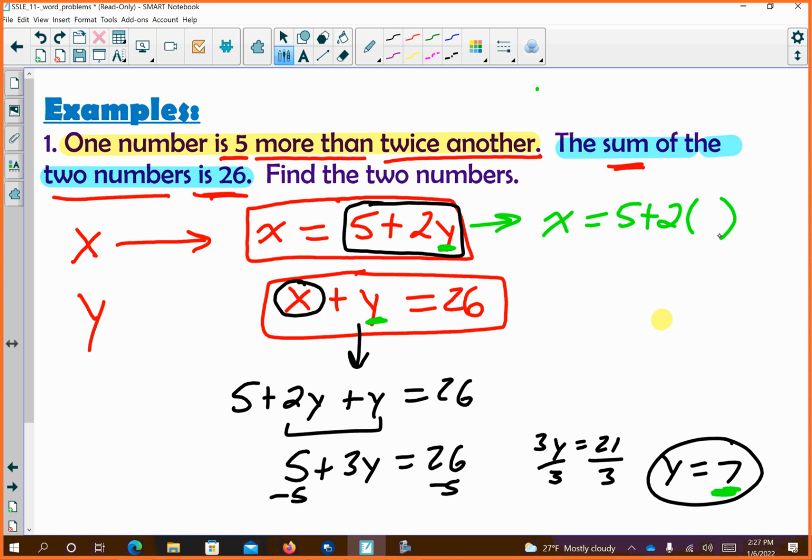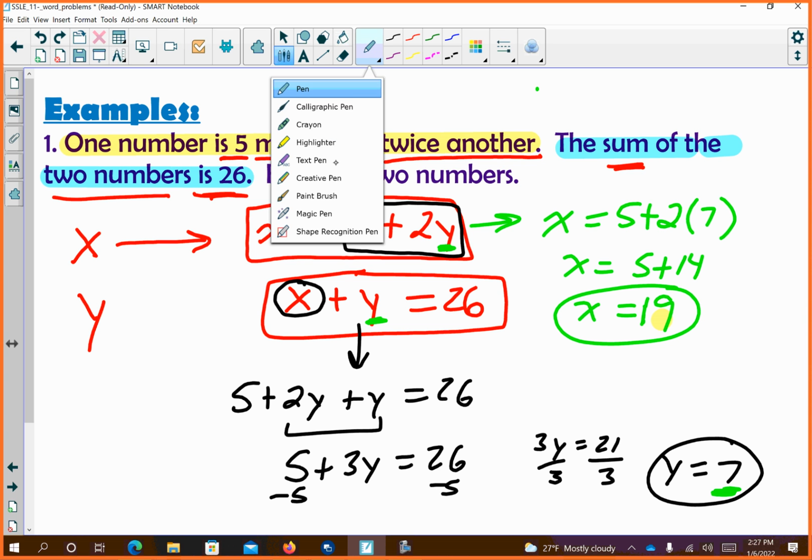There was a y where those parentheses are. Now I'm going to put a 7 there. So I get 5 plus 14, so x equals 19. So these are my answers.